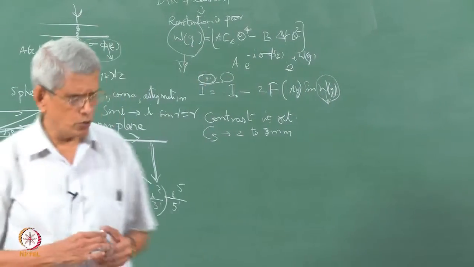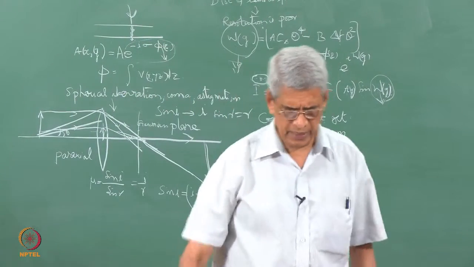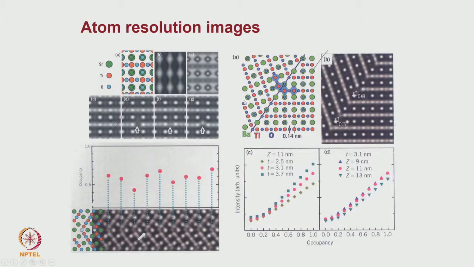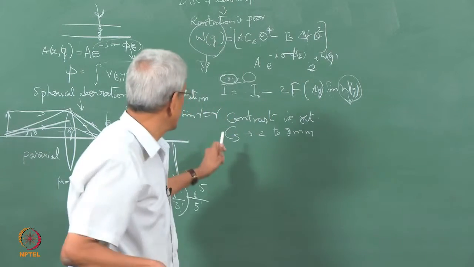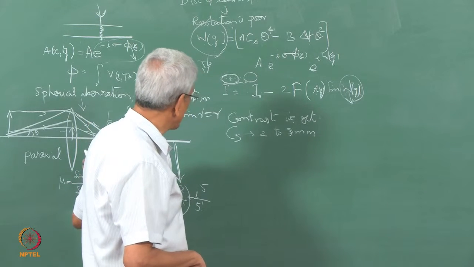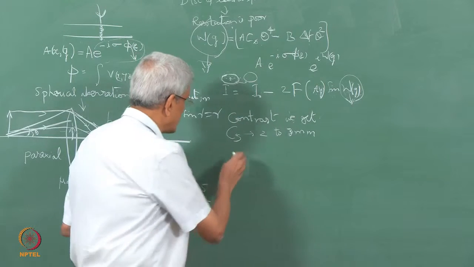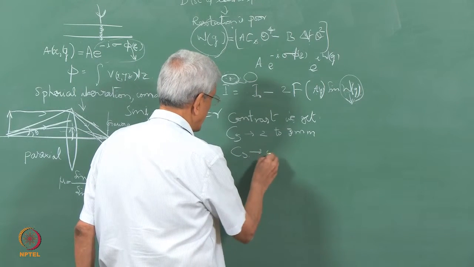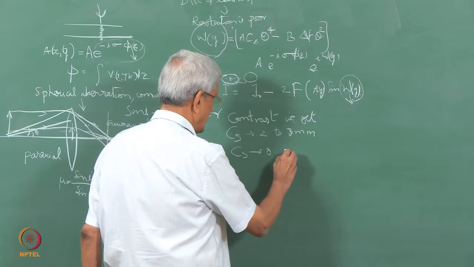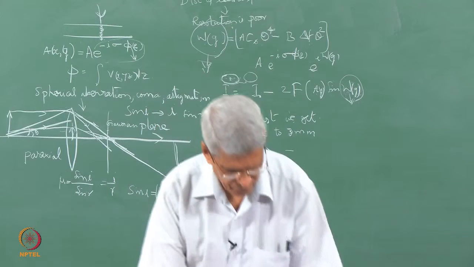Some images are being shown here. I had already shown these images earlier, but one more point we have to remember is that using these lenses, quadrupole or hexapole or octapole lenses, we can make the spherical aberration not only 0, but also negative or positive. All such things are possible.